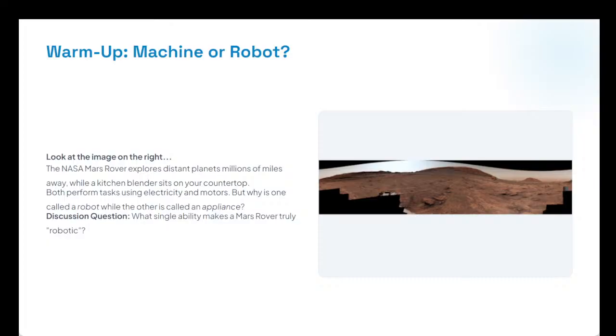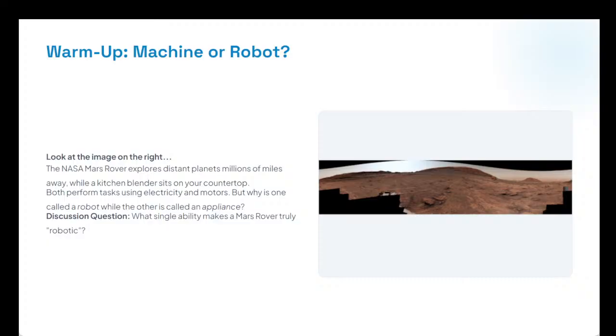Discussion question: what single ability makes a Mars rover truly robotic? So, to explain this, it's called robotic because of the amount of parts it has and its tasks. It has a variety of parts, such as motors, belts, and so on. But a kitchen appliance just maybe grinds food and stuff. So you can't really argue that it is robotic.